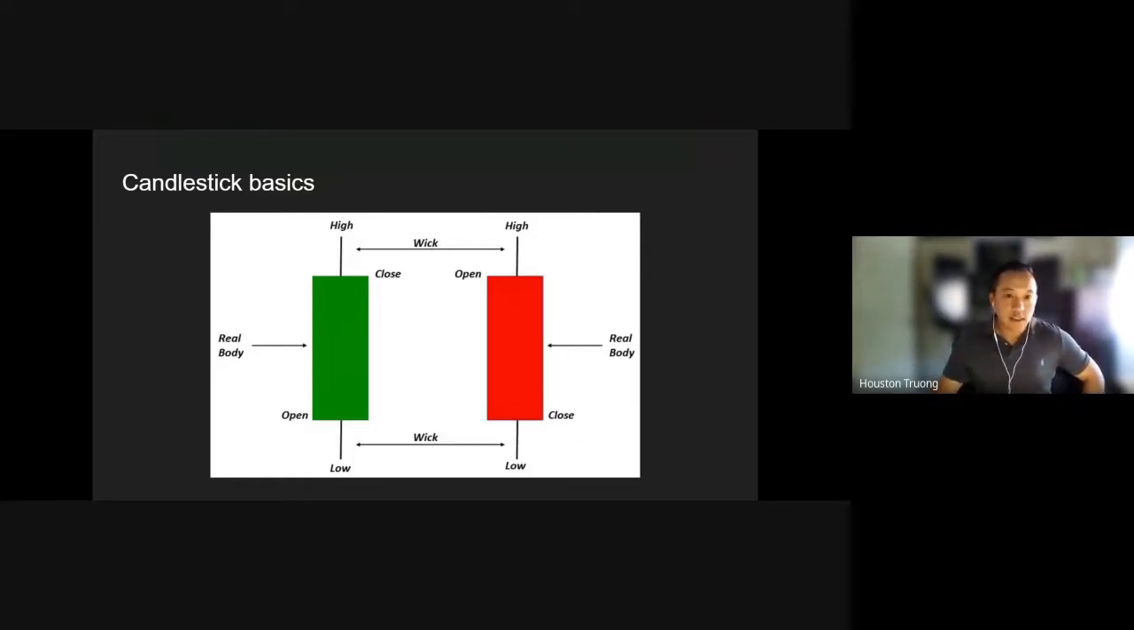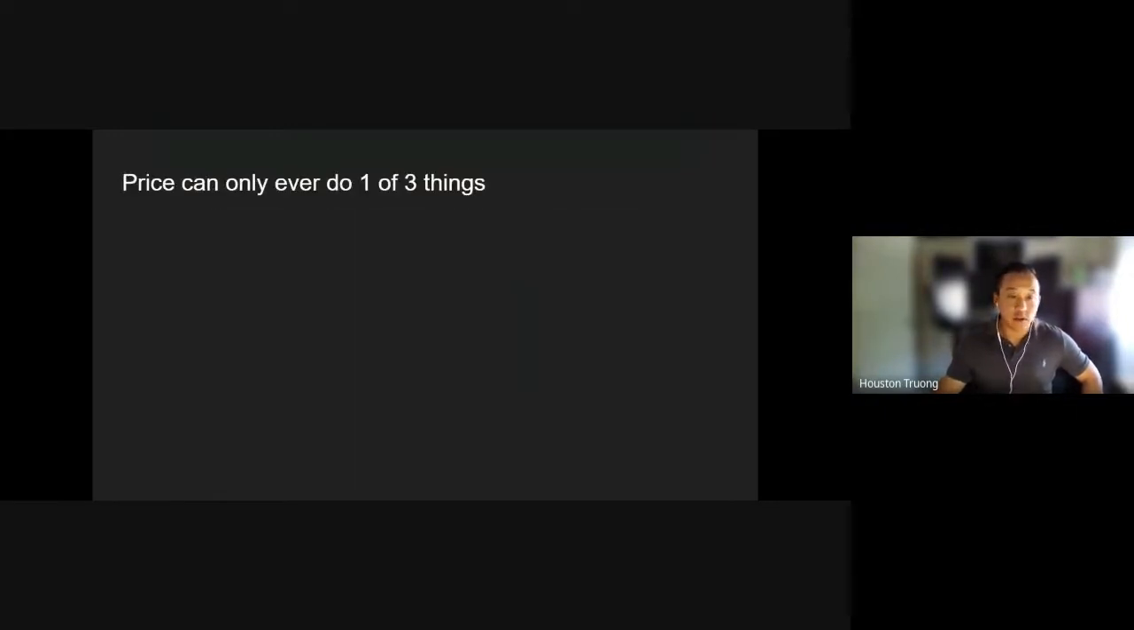So that's the basics. Now we know what an open is, what the close is, what the high is, and what the low is. Getting to the actual scenarios themselves, here's the big revelation of this method of looking at price: price can only ever do one of three things. This is universal. So let me share with you the three things that price can only ever do. Once you get this, you realize there are only three applicable scenarios when you look at a candlestick chart.